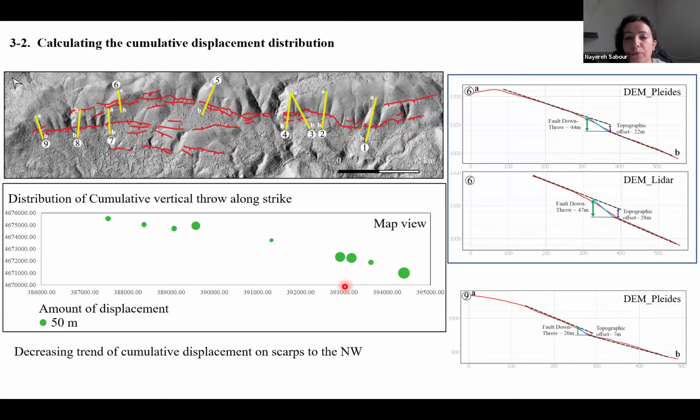But now with this calculation, we can see, again this is a map view, that in the southeastern part we have more displacement than the northwestern part, and we can see the decreasing trend of cumulative displacement on the scarp toward the NW, same as what we can see in the facets.